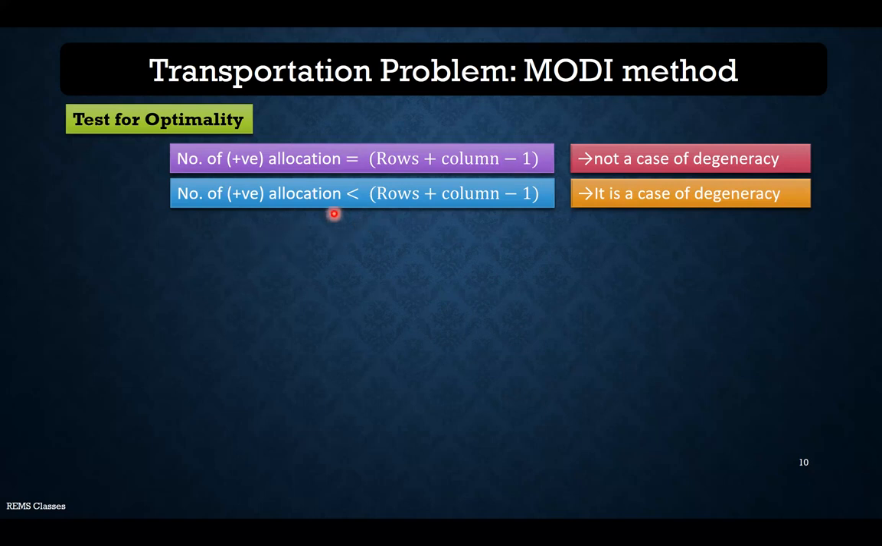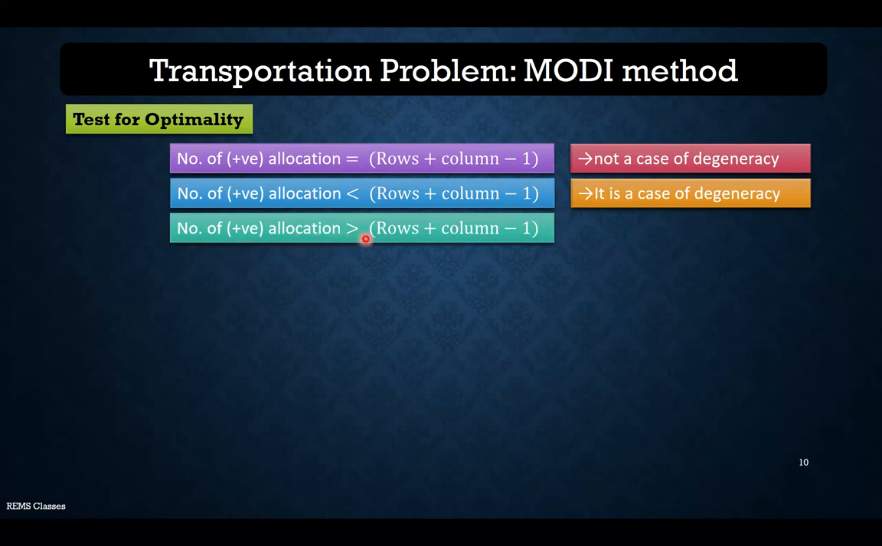The third case is when the number of allocations is more than rows plus columns minus 1. For that, it is a case of more than one path per cell. All these three conditions we will see in the coming slides. The first case is not a case of degeneracy, the second one is the case of degeneracy, and the third one is the case of more than one path.